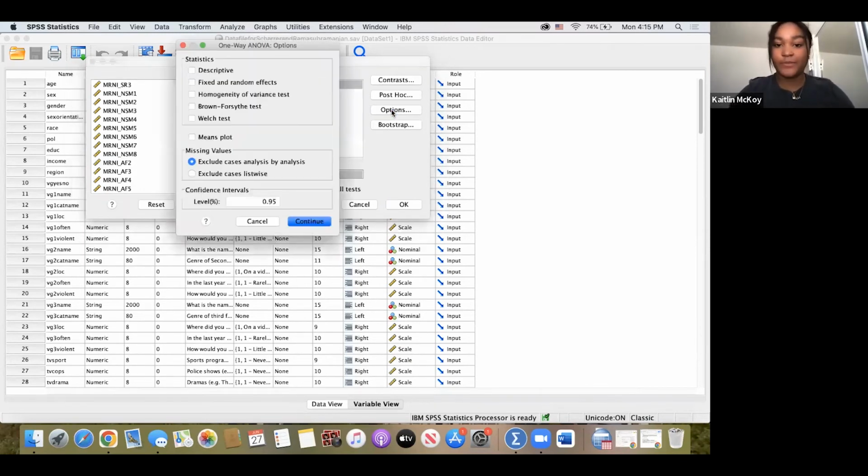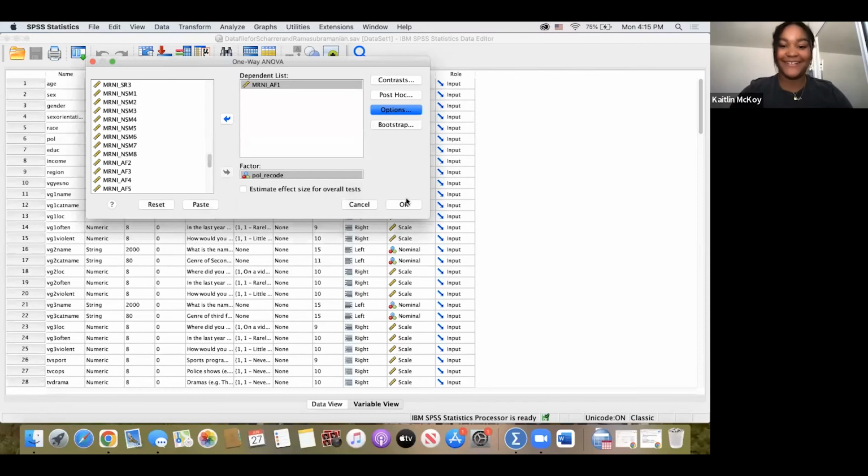We're going to go to Options. And we're going to check off Descriptive under Statistics. And we're going to double check that under Missing Values, Exclude Cases Analysis by Analysis is checked off. Next, we're going to click Continue. And now we can click OK.